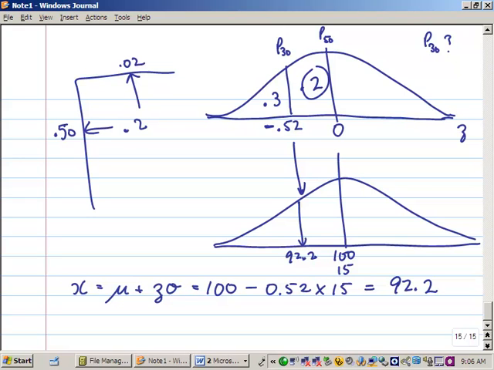Of course, that's assuming that my standard deviation of 15 is correct. It's likely to be something different. Alright, and that's all we'll need to do on percentiles here, and that's the end of this video.